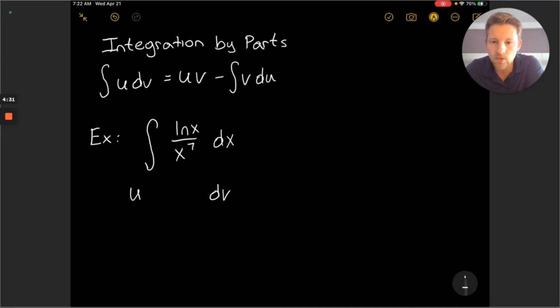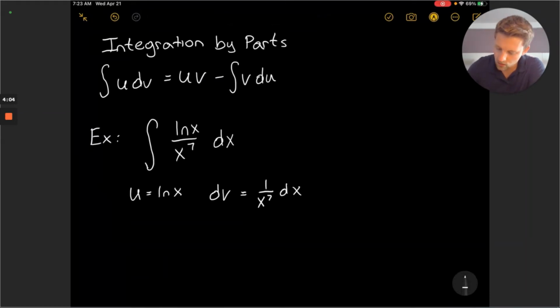We don't necessarily know the antiderivative of natural log without another integration by parts itself. So natural log usually is a good choice for that u function in my integral. And that would leave us with 1 over x to the 7th dx on my dv.